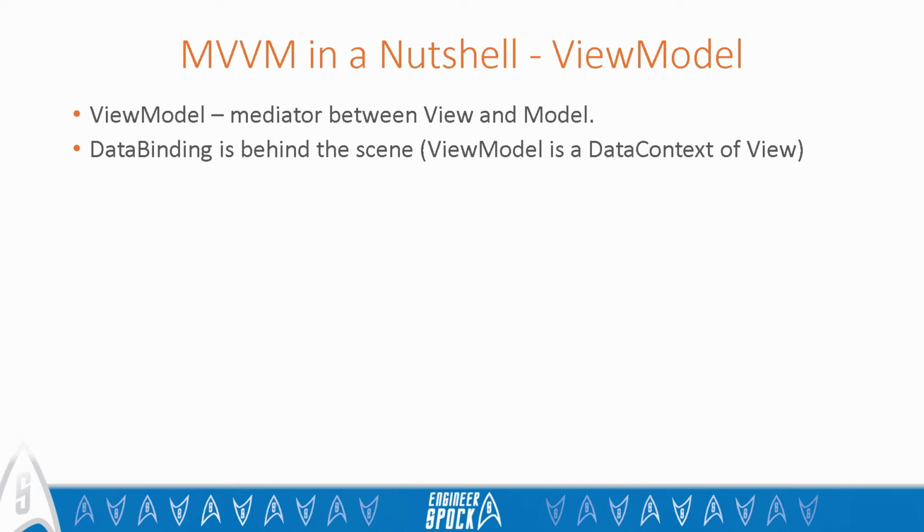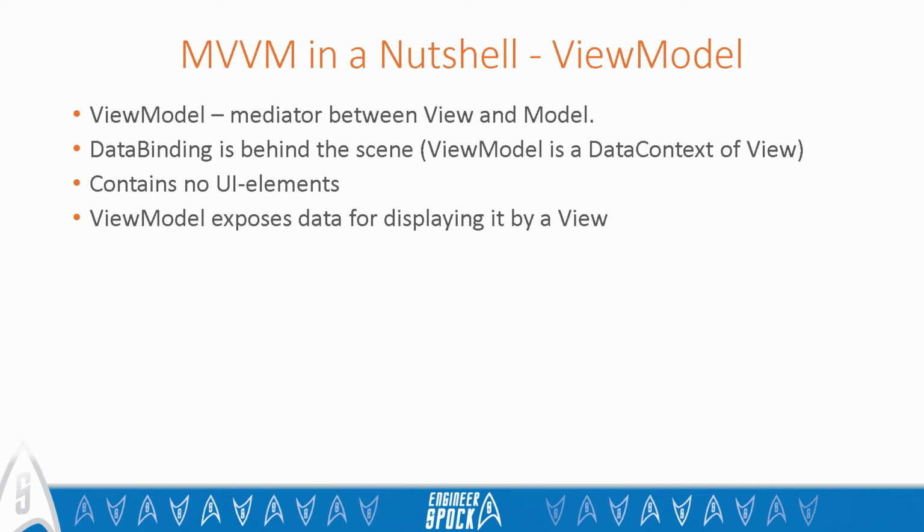View models do not contain any display-related things. For example, there are no UI elements, buttons, or text blocks. The responsibility of a view model is to expose some data for displaying it by a view. So the view model notifies the view about changes via the INotifyPropertyChanged interface, and the view fetches the corresponding data and then displays it.